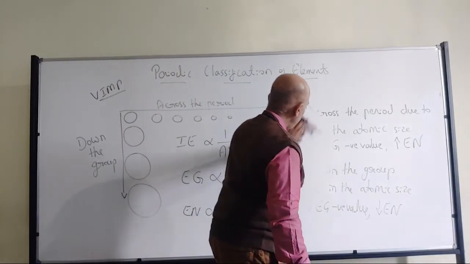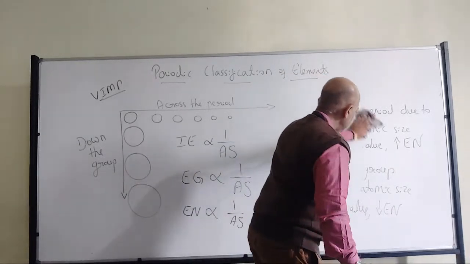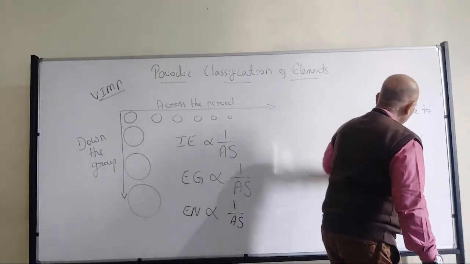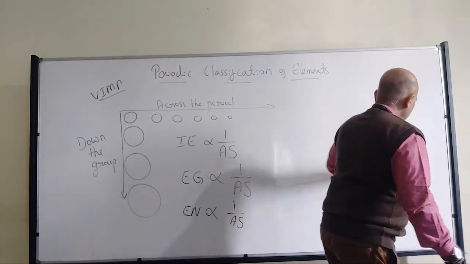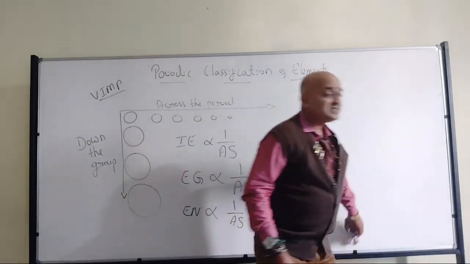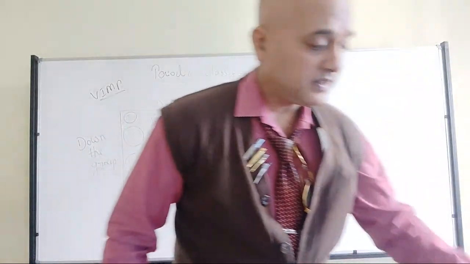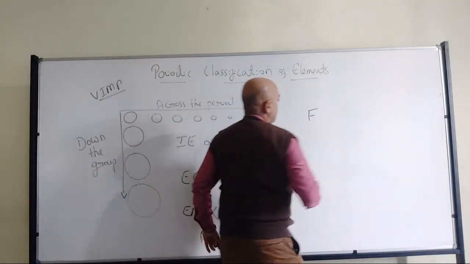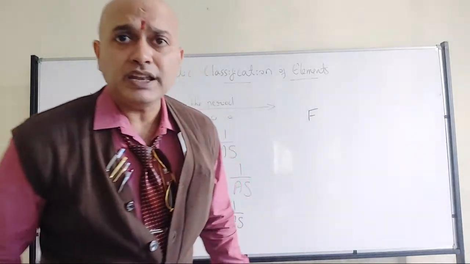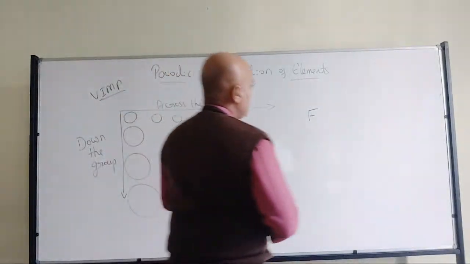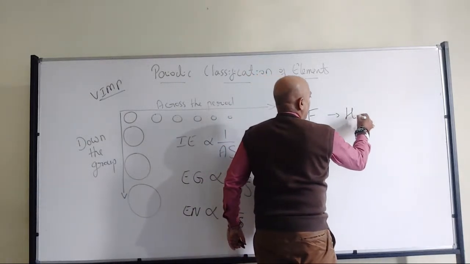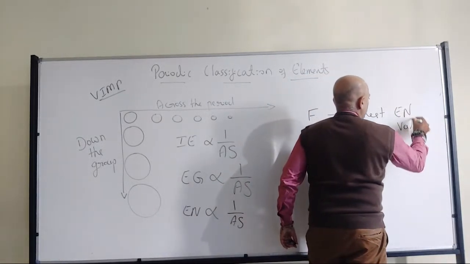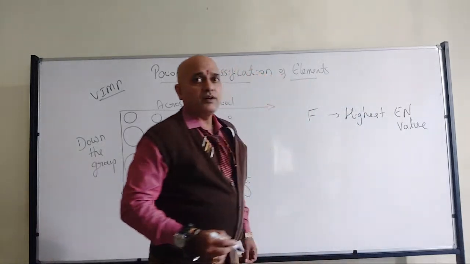One point you should remember: as we have for ionization enthalpy, there are some exceptional cases. The same is there for electron gain enthalpy also. When it comes to electron gain enthalpy, once again we have the exceptional case. See, for example, I have fluorine, and fluorine is the big boss with respect to electronegativity. All of you will agree? Fluorine is having the highest electronegativity value.